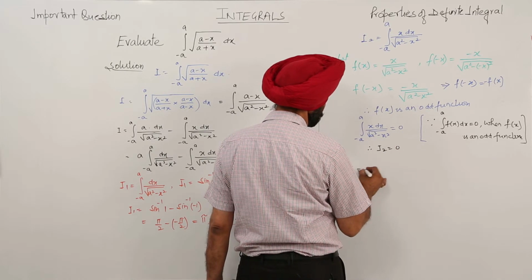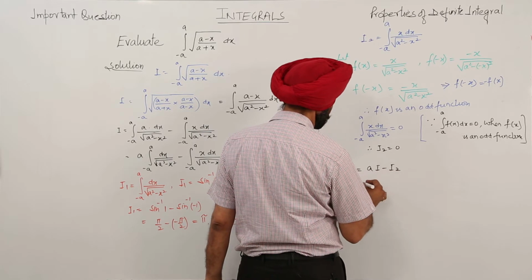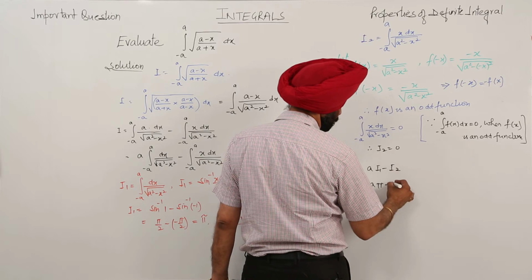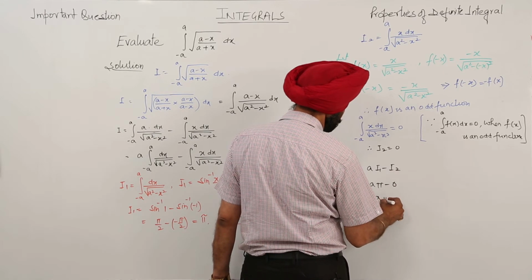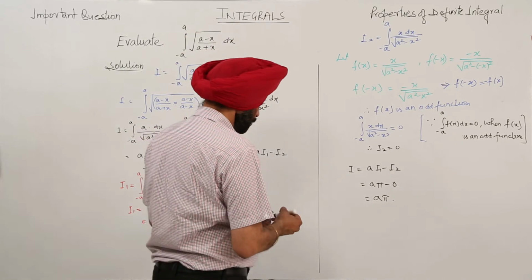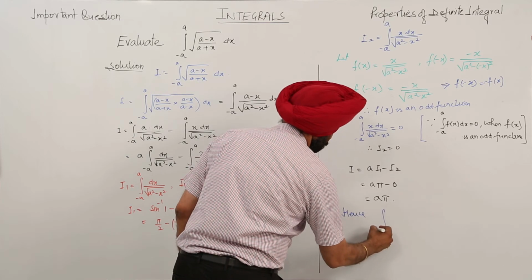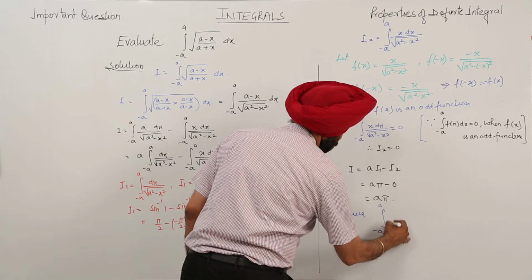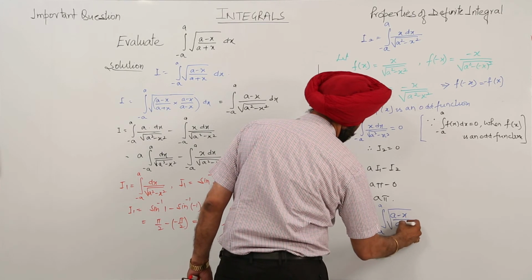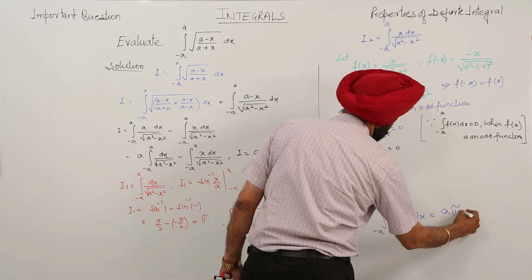Now I is a times pi minus 0, which is equal to a pi. Hence, the integral from minus a to a of the square root of (a minus x) upon (a plus x) dx is equal to a pi. Answer.